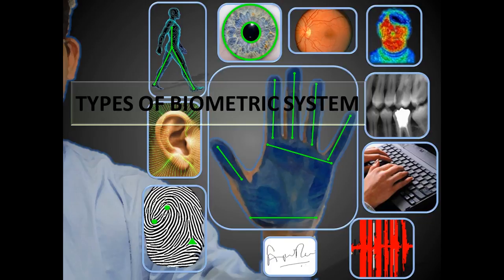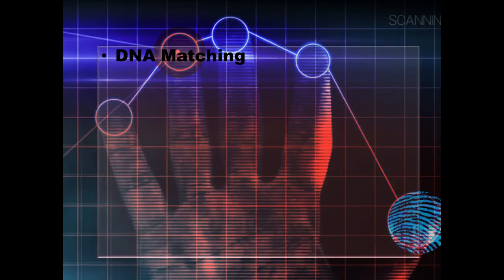There are many types of biometric systems. First of all is DNA matching. This is mainly used in laboratories, and it is also called chemical biometry. It is for the identification of a person's DNA. Ear recognition is a visual biometric, the identification of an individual using the shape of the ear. Eyes: it is retina recognition, and it also comes under visual biometrics. It is the identification of a person's eye.